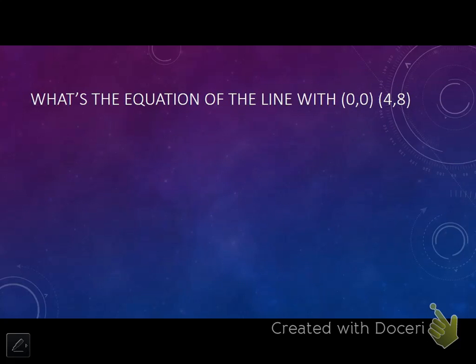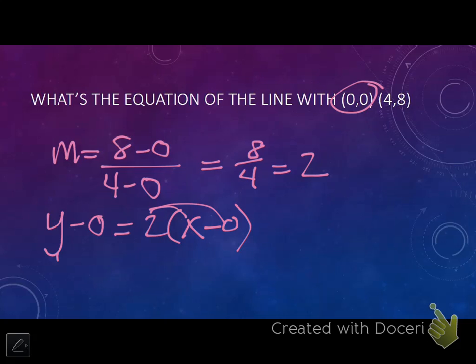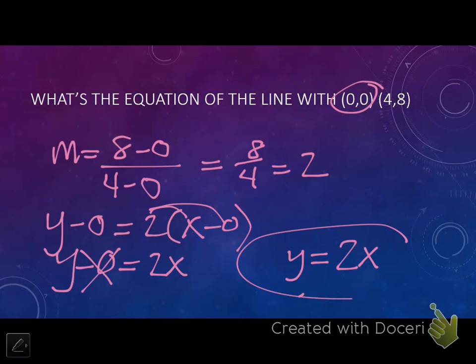Okay, what's the equation? So again, we have to find slope first. So we do y2, which is 8, minus y1 is 0, over x2 minus x1. So we get 8 over 4, which is 2. Let's pick this point to put in point slope. Y minus 0 equals 2 times x minus 0. Distribute the 2 because you got to get y by itself. Okay, so that plus 0 just goes away. This 0 goes away because it doesn't mean anything. So our equation of our line is y equals 2x.